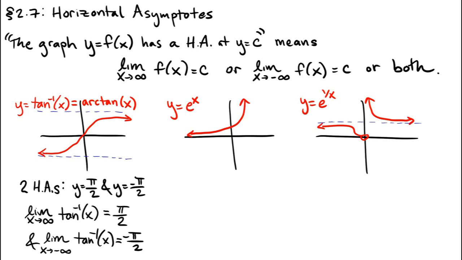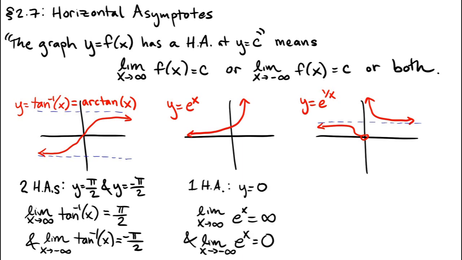Y equals e to the x has only one horizontal asymptote. When x goes to infinity, the limit is not a finite number. When you get infinity, minus infinity, or a limit that does not exist, it doesn't give you a horizontal asymptote. Whereas when we take the limit as x goes to minus infinity, we get the horizontal asymptote y equals 0.